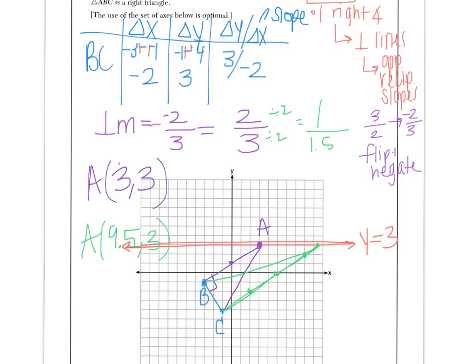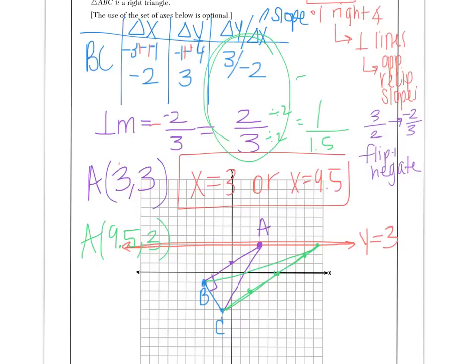comma 3. So the value of x is either 3 or x is 9.5. Either answer would be accepted here. You would just make sure that you show enough work in order to get full credit. It said justify, so you need to show that these slopes are opposite reciprocals.